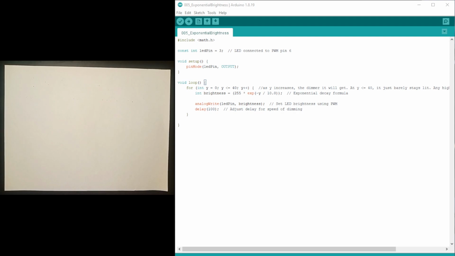Okay, so yesterday I left off on the exponential brightness equation where E equals X. So where we left off yesterday, you know what? I'm going to delete that.